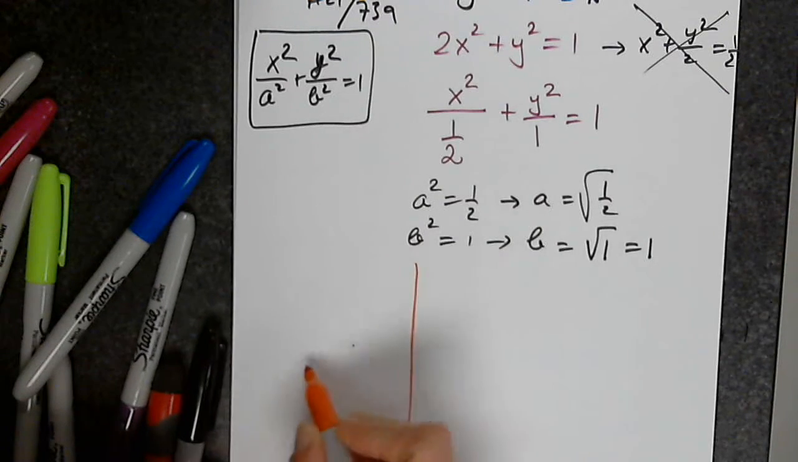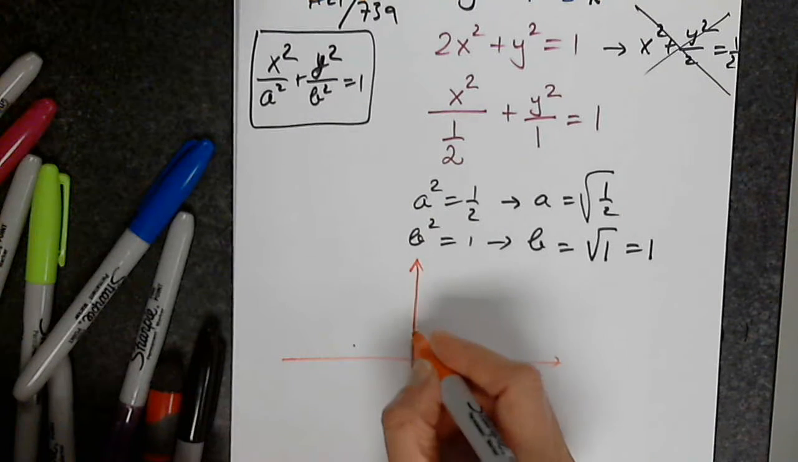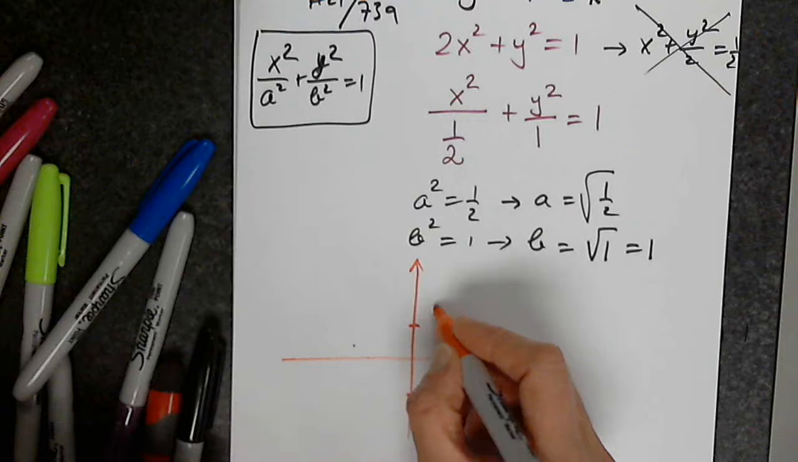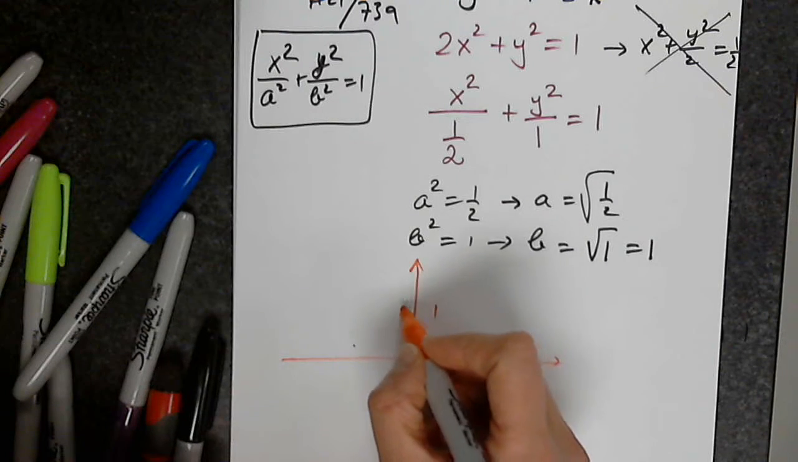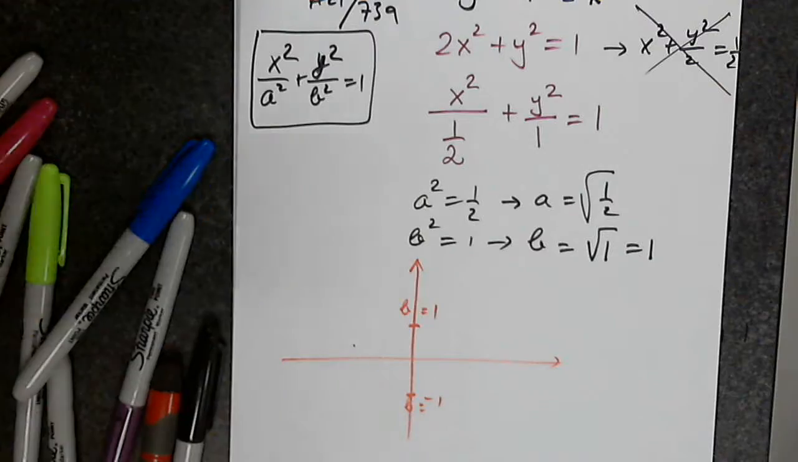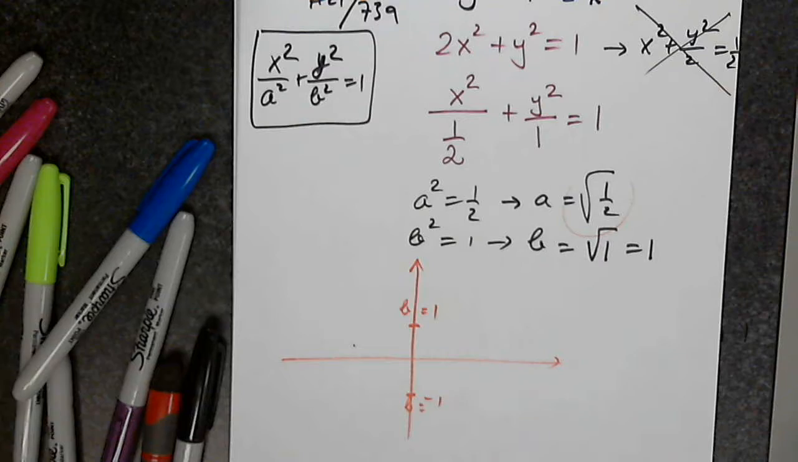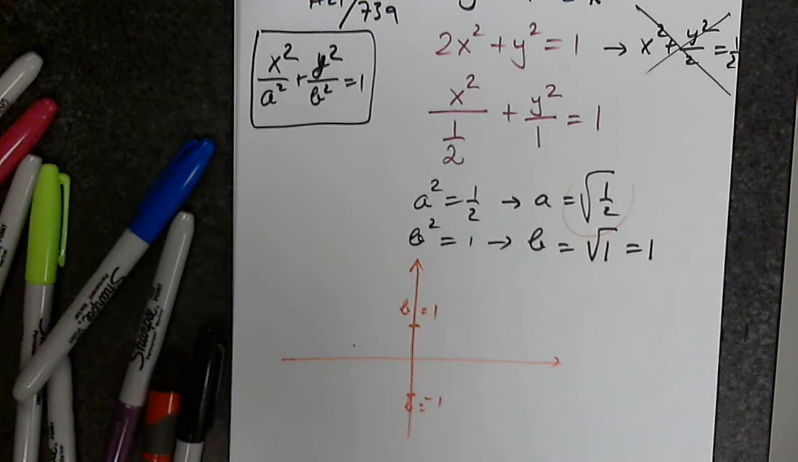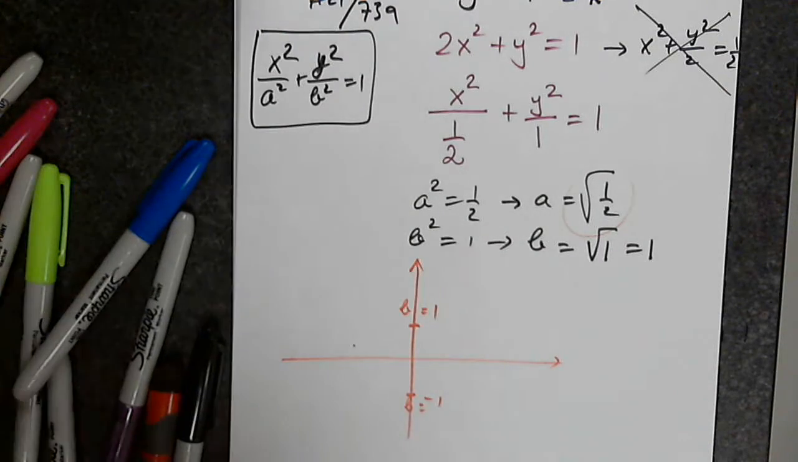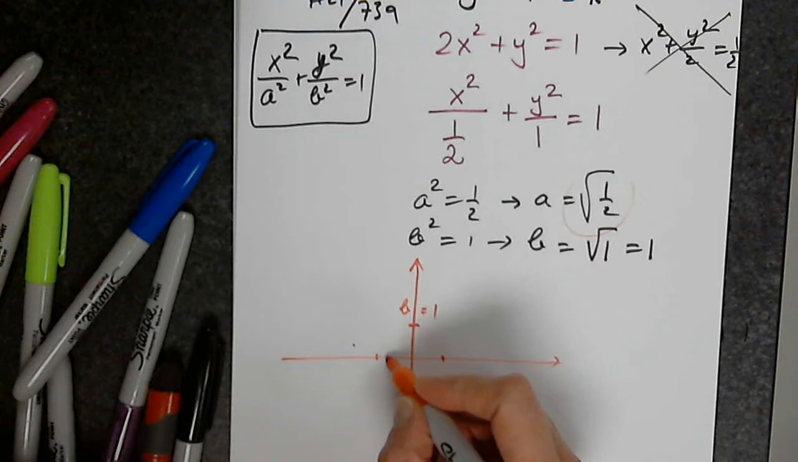So for now, I will have a positive 1 and a negative 1. So this is the B. So B equals 1, and this one is negative 1. Now I have to take the square root from this, and let's see what we get. The square root of 0.5 is 0.71. Okay. So if this is 1, I'm going to say 0.7 is here.